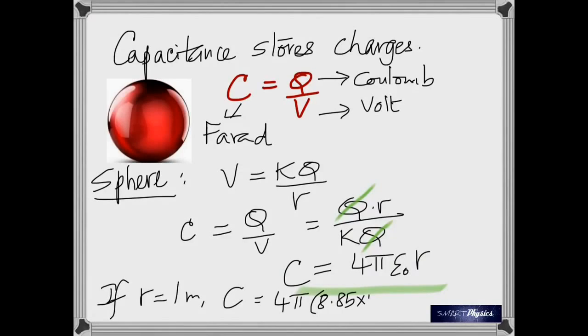Epsilon naught is the permittivity of free space. It's 8.85 times 10 to the negative 12. And of course r is 1 meter, so I have not included that. And you get 0.11 nanofarad. Remember that nanofarad is 10 to the power negative 9. Now, you're using a sphere of radius 1 meter, which is a huge sphere, yet the capacitance is only 0.11 nanofarad. That is why we have to go for a parallel plate capacitor.